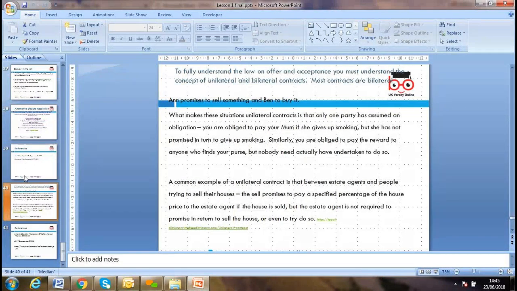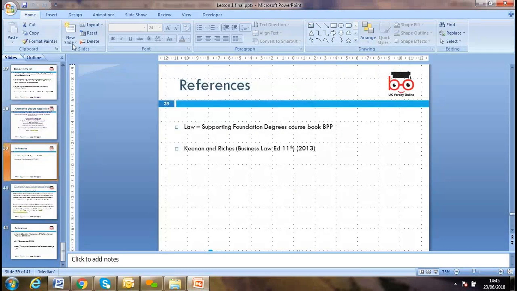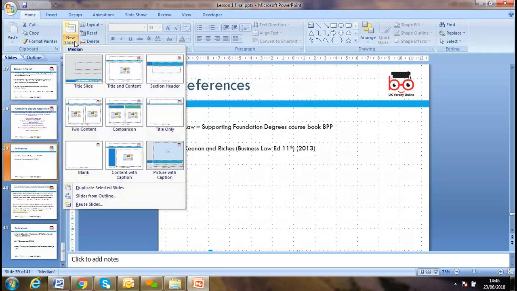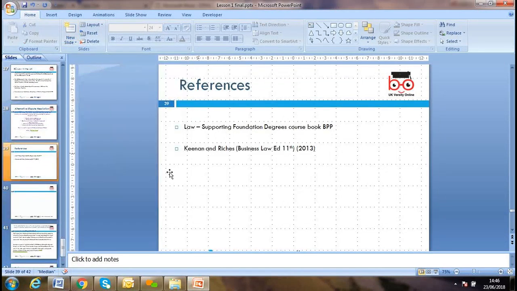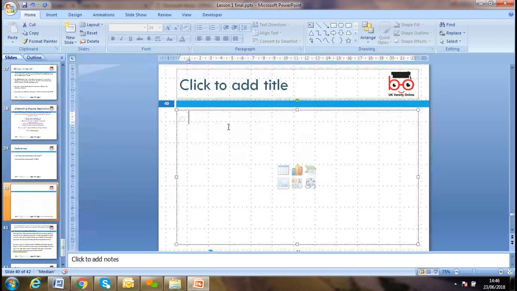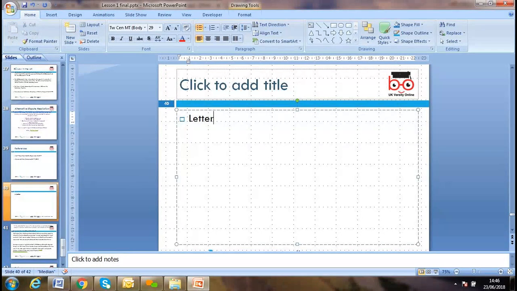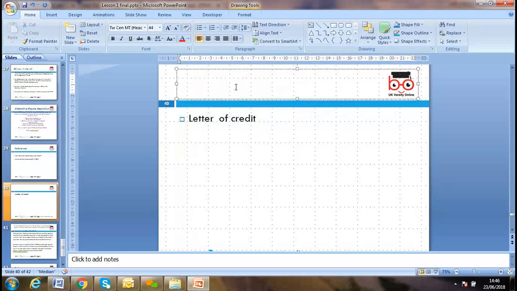Has anybody heard about LC? It's called a letter of credit. Have you ever heard about a letter of credit? No. In many countries, we don't know the other party beforehand. Nowadays it is electronic, and we can pay by credit card or debit card. But what if we pay in advance and they don't deliver the goods?